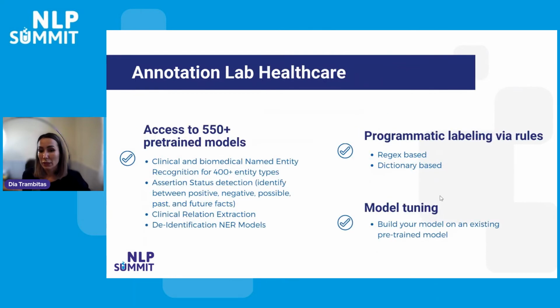Now let's see what the healthcare edition brings in addition to the community one. So first of all, it brings access to more than 500 pre-trained models, which cover clinical and biomedical named entity recognition for more than 400 entities, different assertion status detection models, clinical relation extraction models, and de-identification NER models. It also offers support for programmatic labeling via rules.